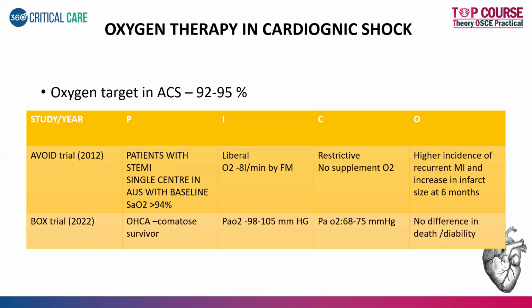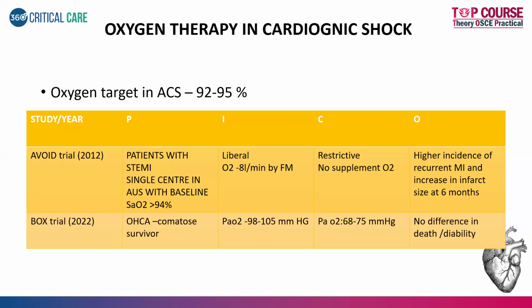What they found out was there was a higher incidence of recurrent MI and an increase in infarct size at 6 months in patients who received liberal oxygen, that is 8 liters per minute by face mask. So this is something that we need to remember. A liberal strategy is not really good. This was the final outcome of the AVOID trial.